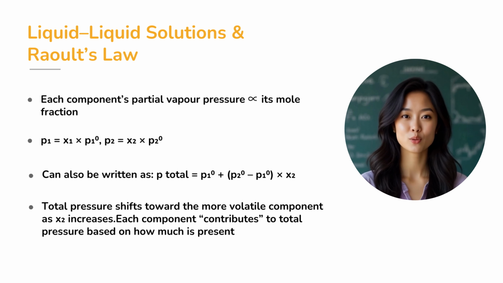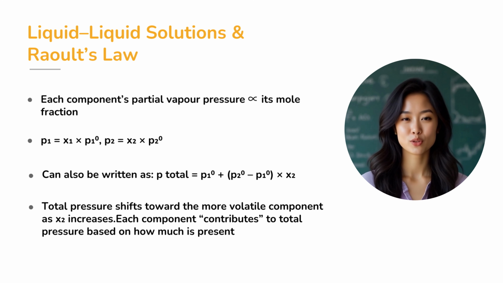When two volatile liquids are mixed, both contribute to the vapor pressure. According to Raoult's law, the partial vapor pressure of each component is directly proportional to its mole fraction in the solution. P1 equals X1 multiplied by P1 naught. P2 equals X2 multiplied by P2 naught, where P1 and P2 are partial vapor pressures of components 1 and 2, X1 and X2 are their mole fractions in liquid phase, and P1 naught and P2 naught are the vapor pressures of the pure components.